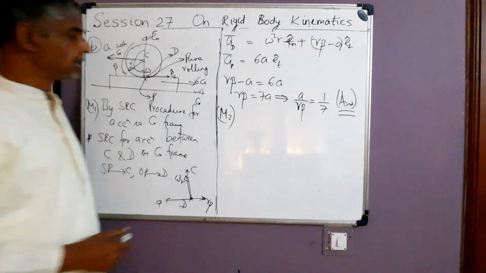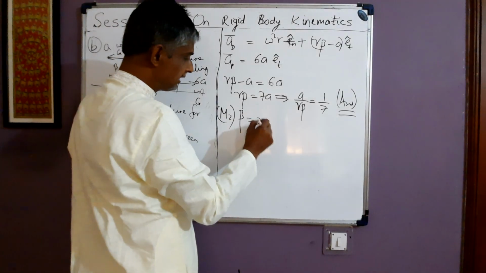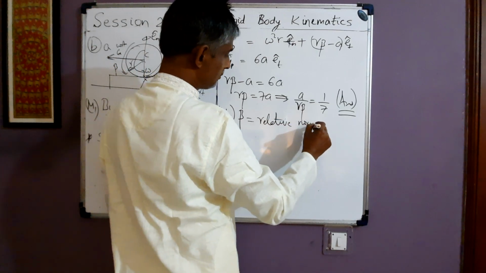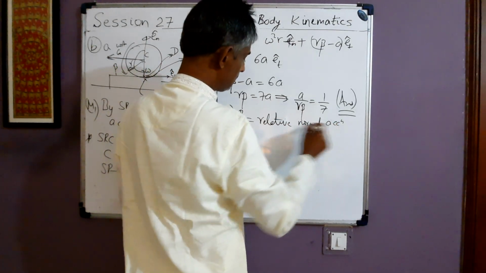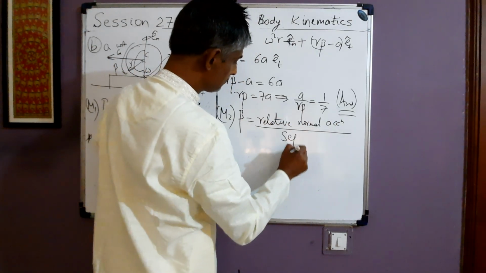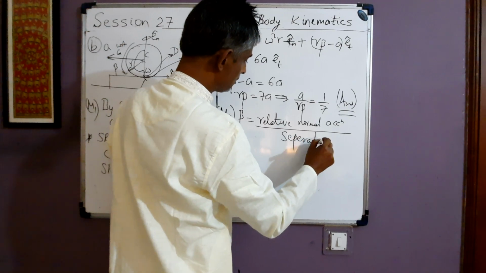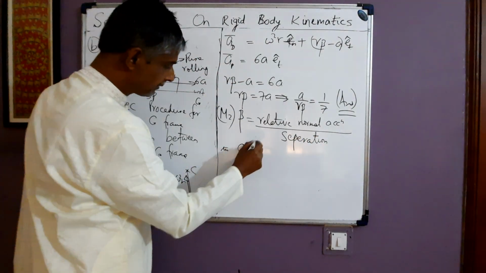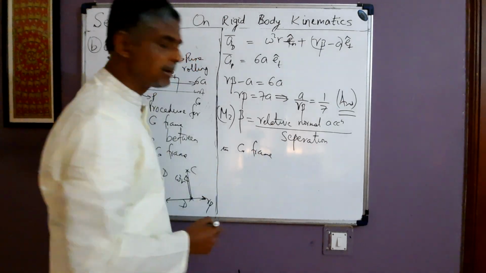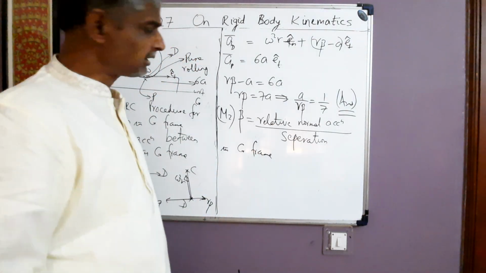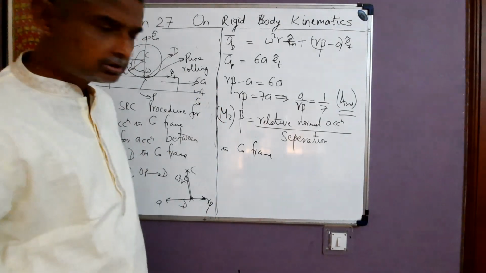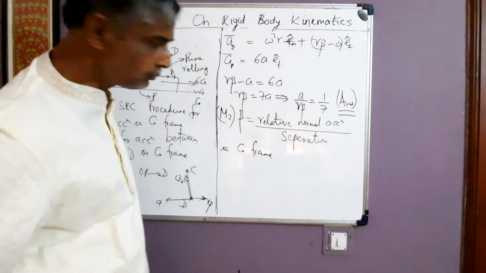So method 2 will be what? By applying the formula: beta is equal to relative normal acceleration by separation, in the G frame. You can apply it in the plank frame also, but I am just using the G frame. That is the best way, as I discussed in the previous question, method 3. Then here this is method 2.